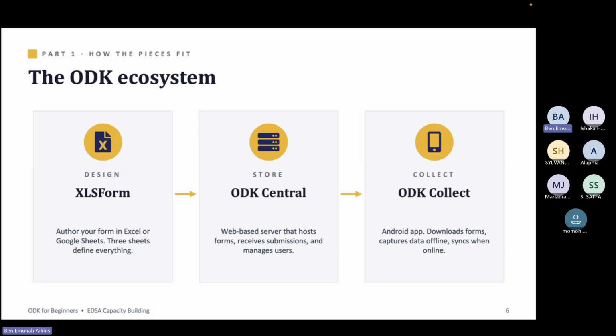The ODK ecosystem is primarily made up of three things: the XLS form, ODK Central, and then the ODK Collect. So the XLS form is the guy that is in charge of your form design. Everything, however you want your form to look like, happens in the XLS form.